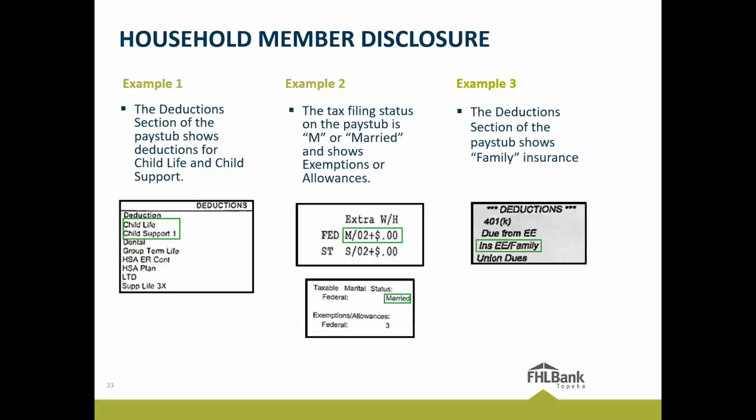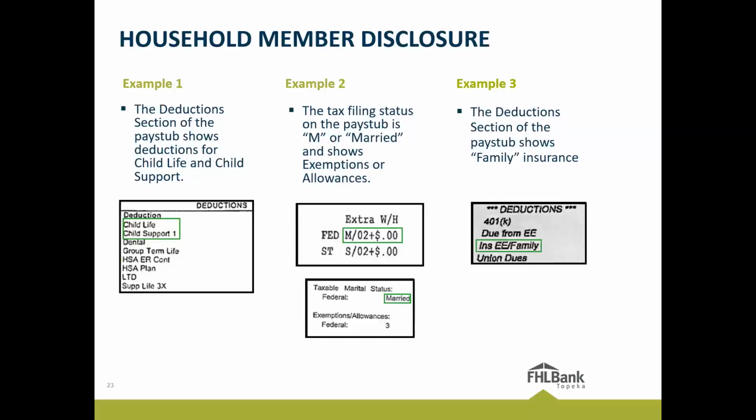In scenario 2, the tax filing status on the pay stub shows married or an M. And so if the reservation was submitted as a one-person household, our analyst is going to see this on a pay stub and send a clarification to ask why the pay stub is showing that the household member is married. There could be a reasonable explanation that they have recently got divorced and haven't updated this information with their employer yet. But regardless, we have to ask since the grant is based on household income.